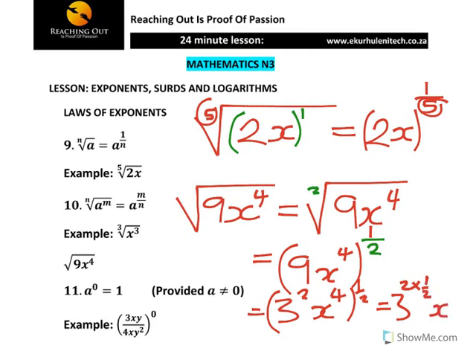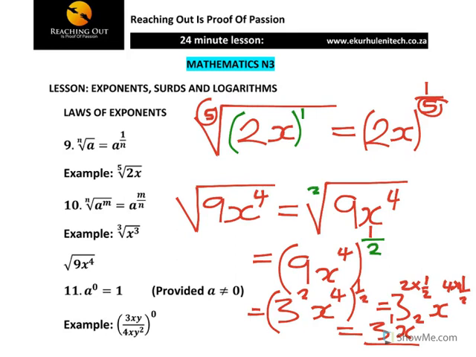times x 4 times half. We are now multiplying like the previous, you are opening up. 3 times half, which is 3 to the power 1, x to the power 2. This is 3x to the power 2.